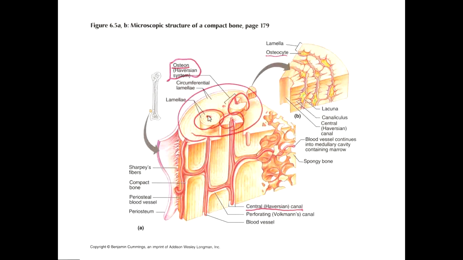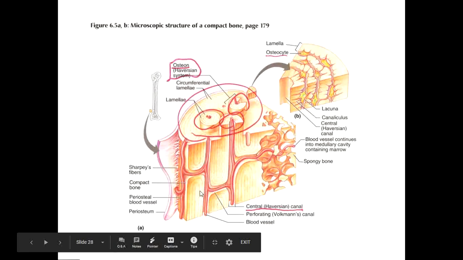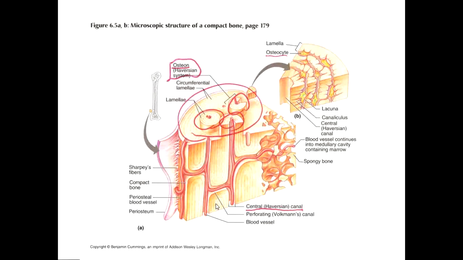Now, running down the middle, you'll see this little blood vessel running down the middle. That blood vessel is going to be your Haversian canal, or central canal, that allows the blood to run all the way down through the osteon. Now, going left and right, perpendicular to the osteon, you're going to find your Volkmann canal, and they perforate, and their job is to connect this osteon to that osteon so that the whole bone is getting the same nutrients and getting everything that it needs.